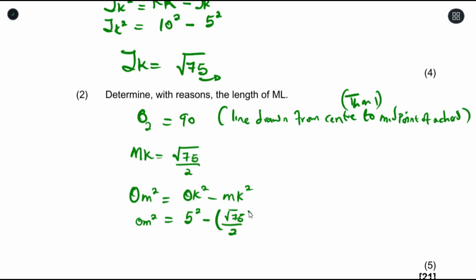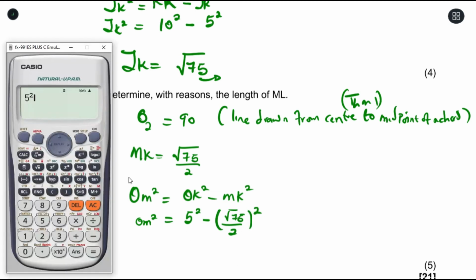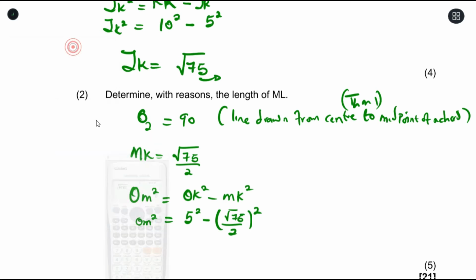Sorry, by the way, there's a squared here that I didn't put. Okay, yeah, so 5 squared minus the root of 75 over 2, squared. That will give you 25 over 4. Now we square root this answer, that will give you OM. That's 5 over 2. So it actually means that OM is equal to 5 over 2.